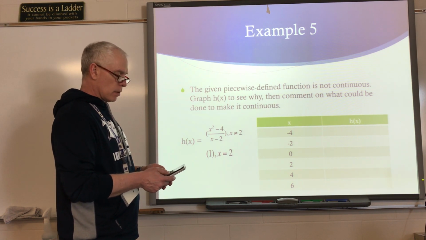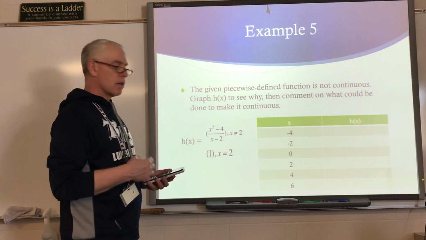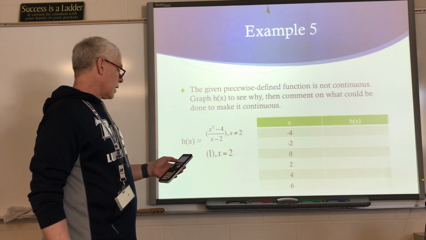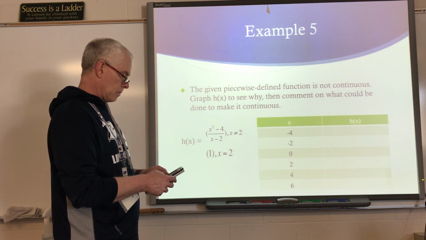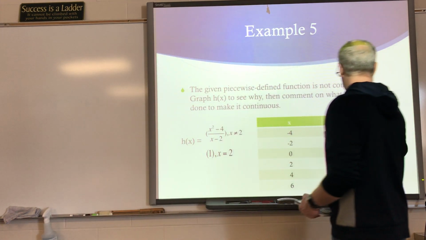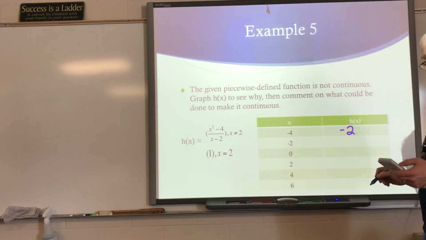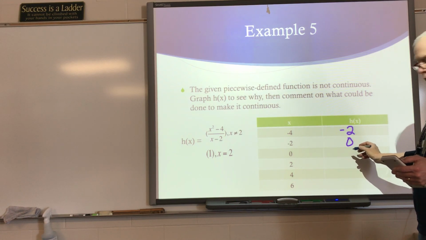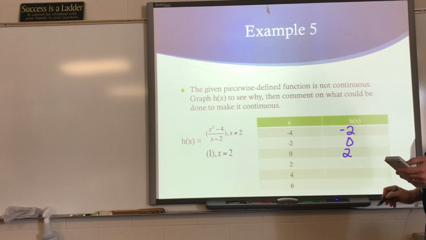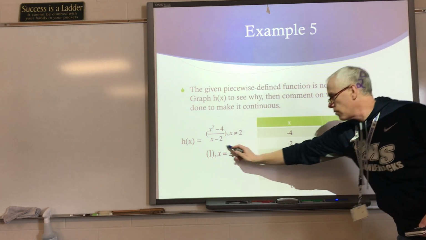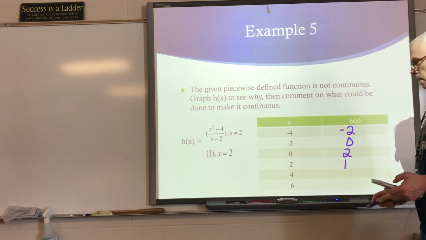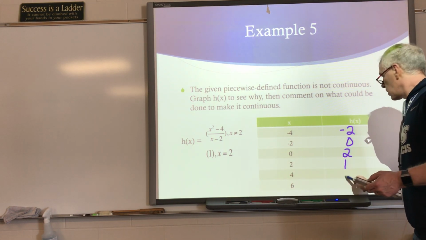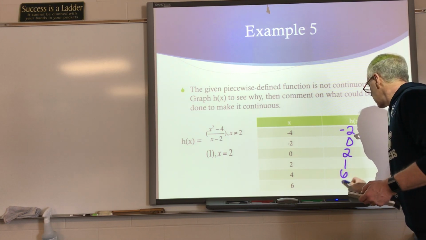Okay, so if you go to your table, you should be able to generate the same points that I generated. Okay, when you put in a negative 4, you should get a negative 2. Okay, a negative 2 should generate you a 0. A 0 should generate you a 2. A 2, now that's going to be for this one. A 2 is going to give you a 1 because that's when x equals 2. A 4 will give you a 6, and a 6 will give you an 8, okay?